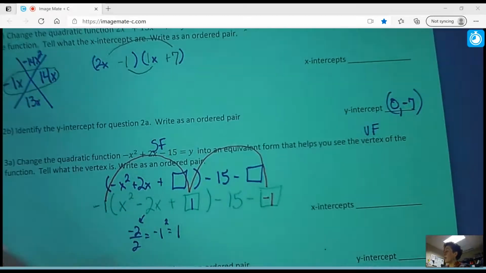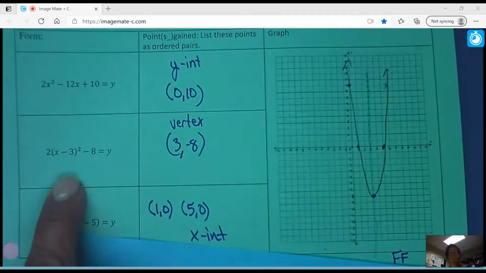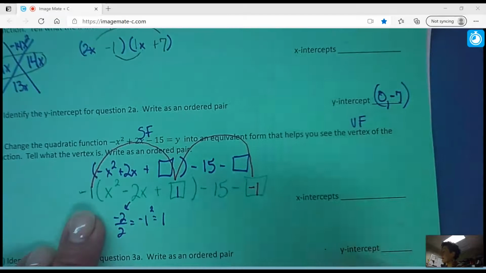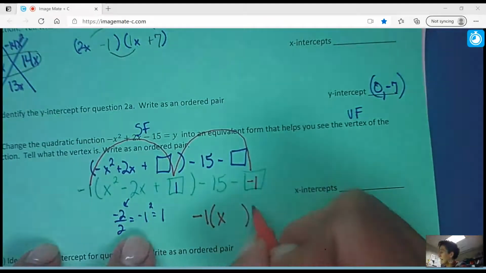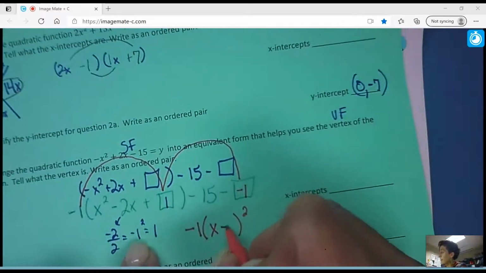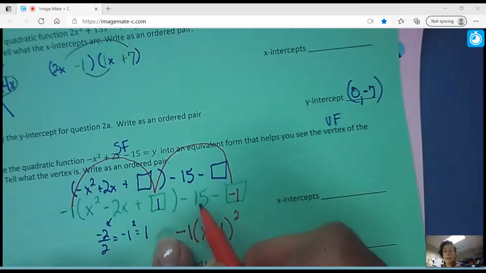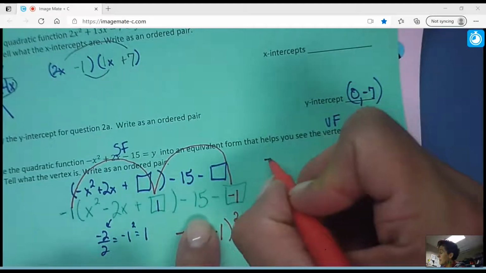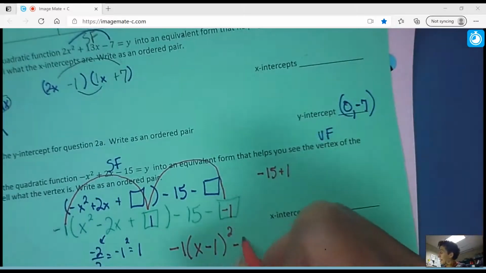And just a reminder of what vertex form looks like. And you could also look up here. This time I will have a number in front of my parentheses, so negative 1, it'll be x. And then in front of this squared will be the same number that's in front of this squared, so a negative 1. And then here, when I look for the number outside, I have to be careful because when you subtract a negative, that's like adding a positive. So this actually becomes negative 15 plus 1, which is going to give me a negative 14.